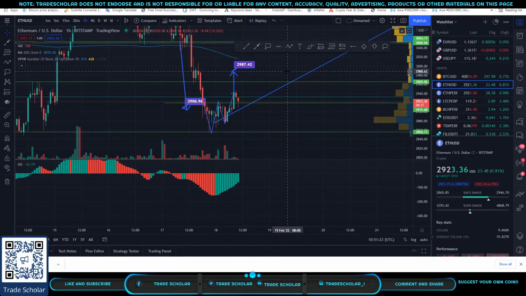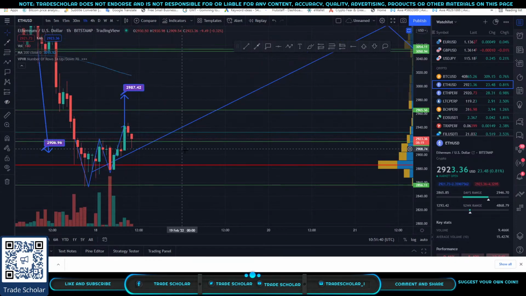2987. This is what we are expecting here. So we cannot enter 3K right away, but at least we know we are going to enter this one here. So for our Ethereum, we are expecting this one.